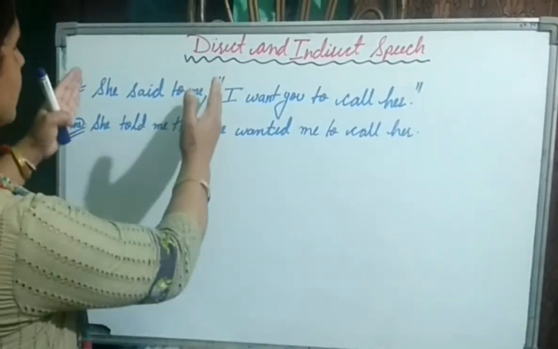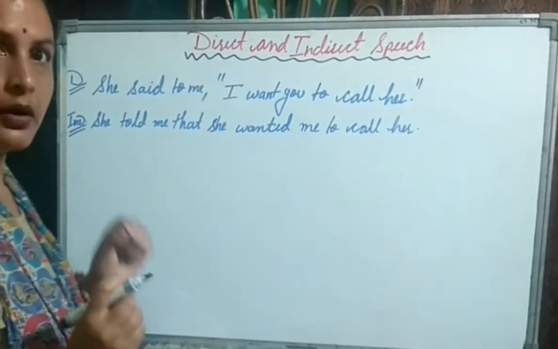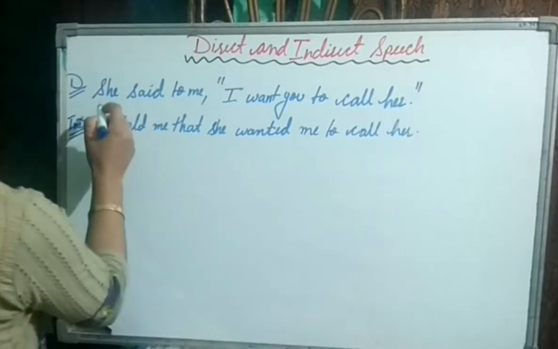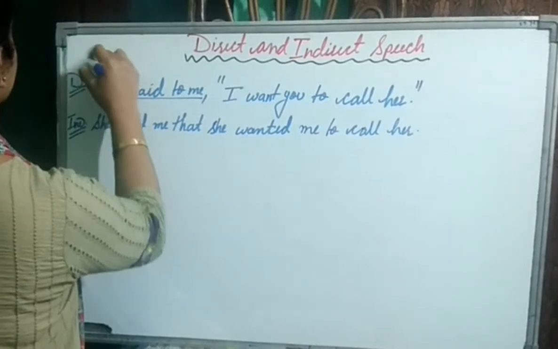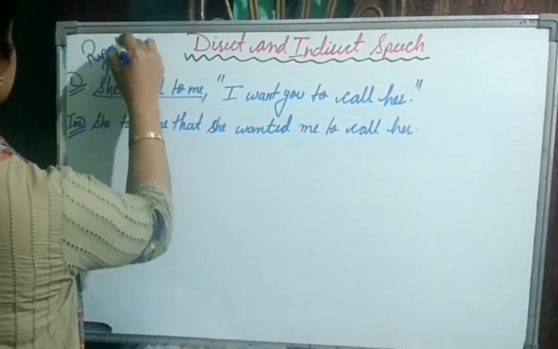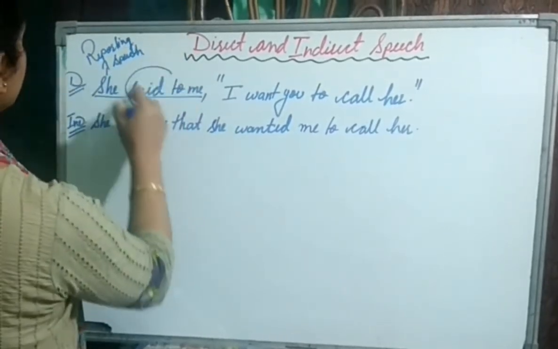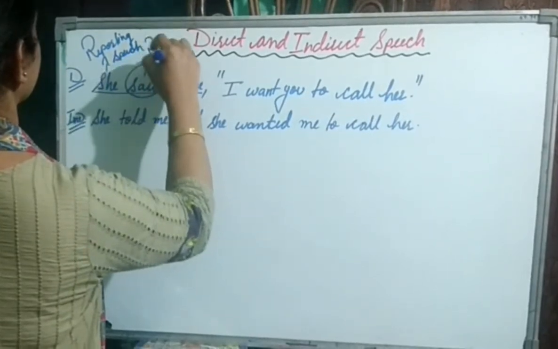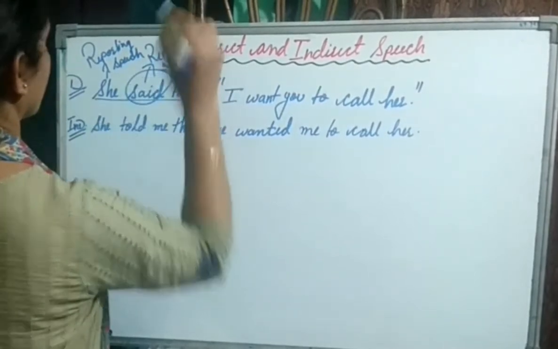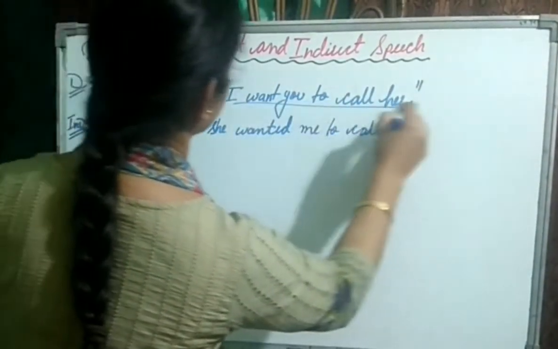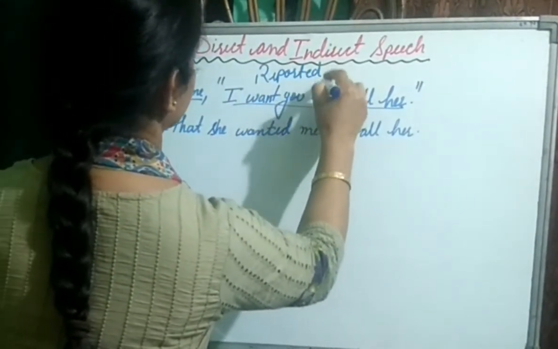So here this clause which is before the comma, this we call reporting speech. This we call reporting verb, and this part we call reported speech.